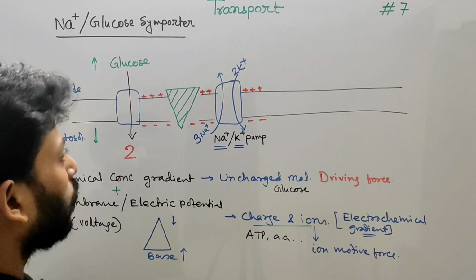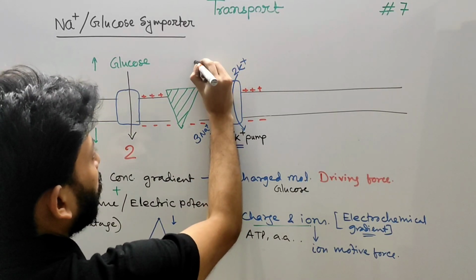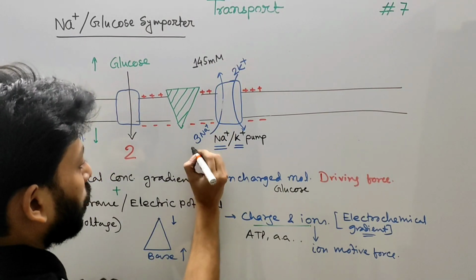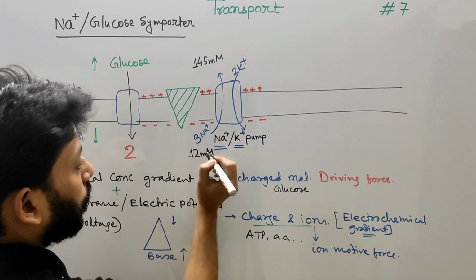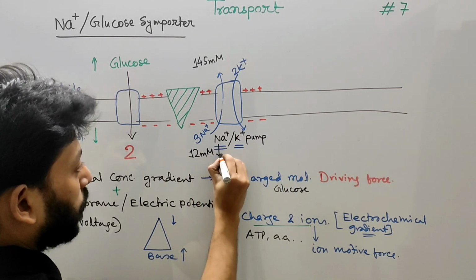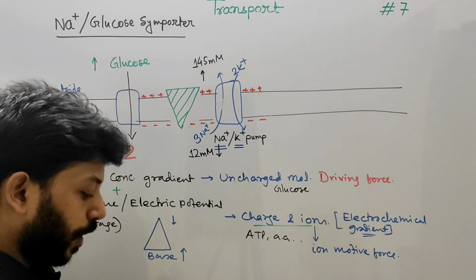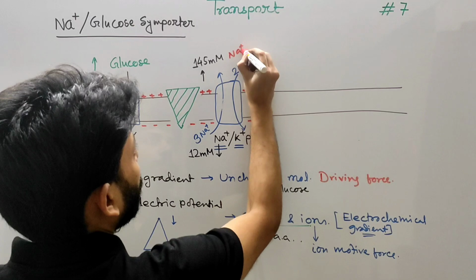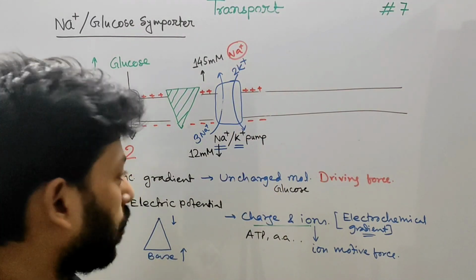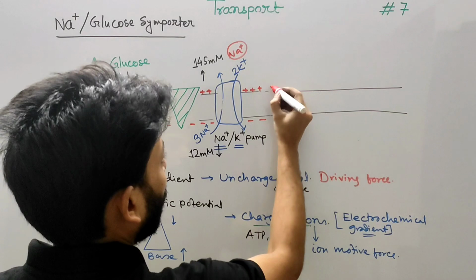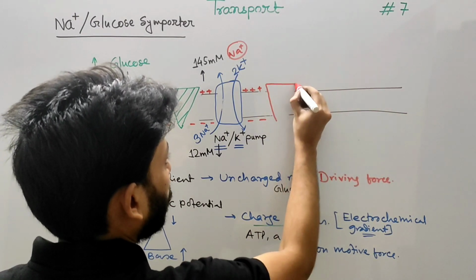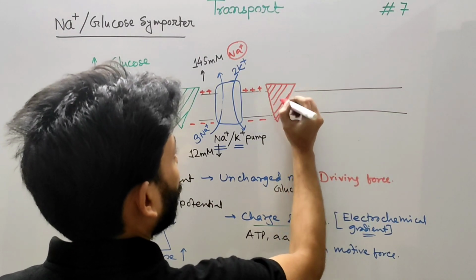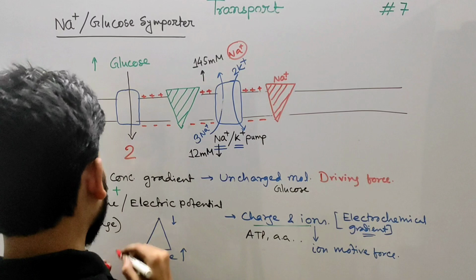In case of sodium, it has been found that the outside concentration of sodium is 145 millimolar in mammalian cells, and inside is 12 millimolar. So the inside concentration of sodium is low, and outside is higher. So we can draw the triangle for sodium. Let's suppose this is the sodium. So we can draw the triangle of chemical concentration gradient like this. The outside will be the base, the inside will be the point. So this is the chemical concentration gradient for sodium. Okay, and this is the glucose.